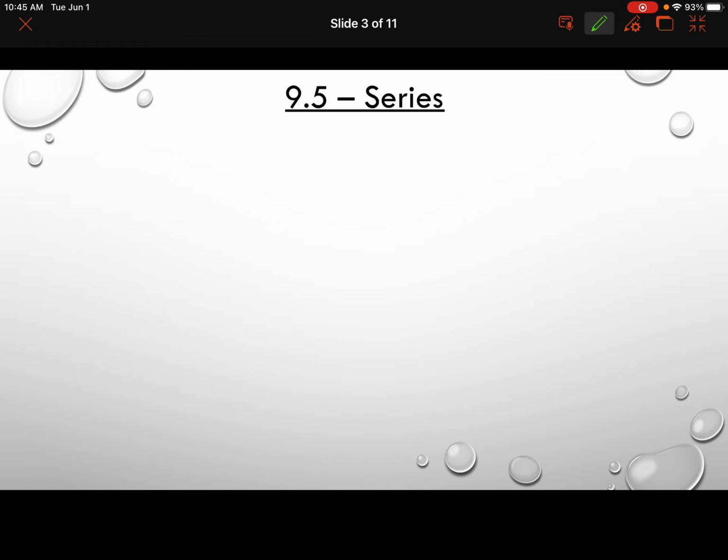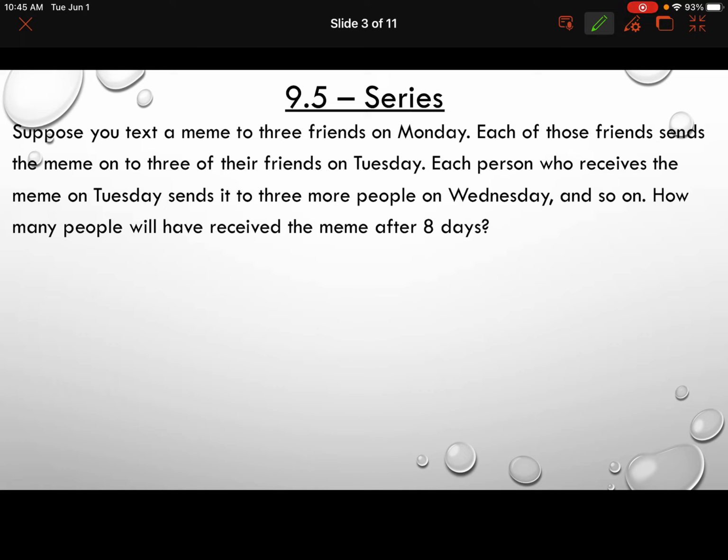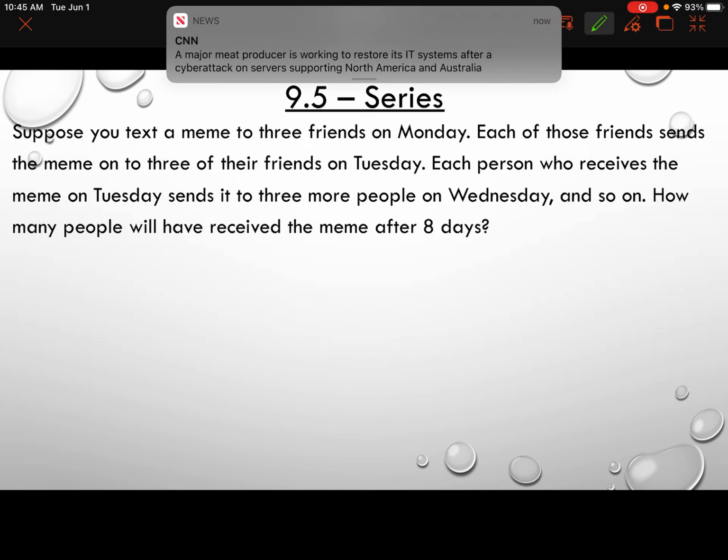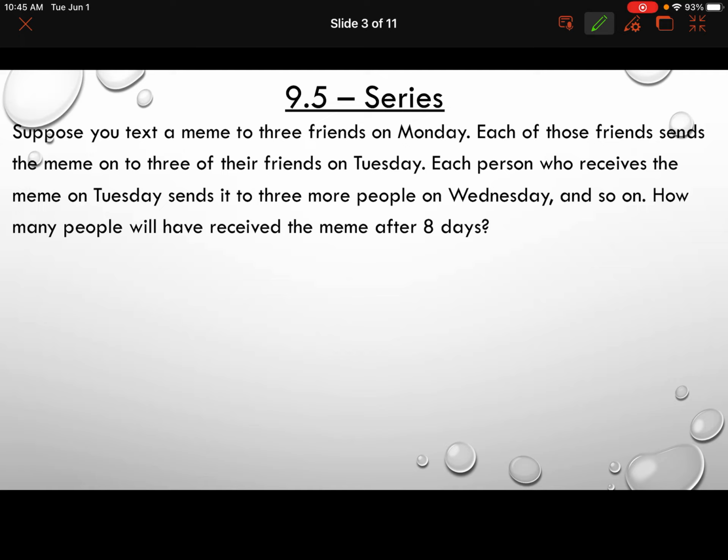All right, so let's get to the actual lesson itself. To do that, we're going to look at an example. Suppose you text a meme to 3 friends on Monday. Each of those friends sends the meme on to 3 of their friends on Tuesday. Each person who receives the meme on Tuesday sends it to 3 more people on Wednesday, and so on. How many people will have received the meme after 8 days?